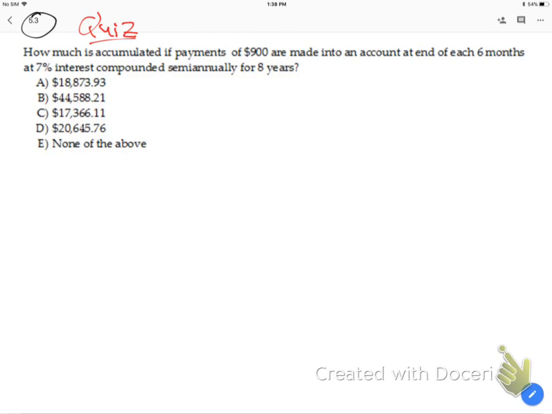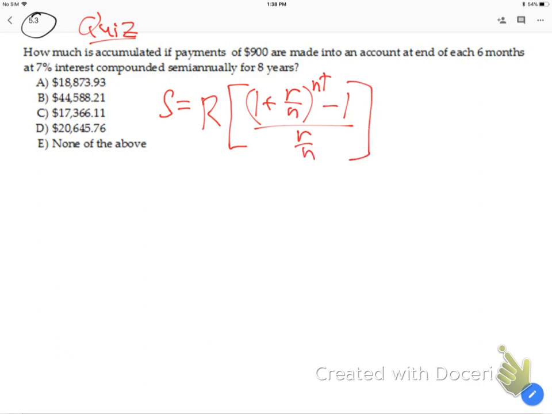So S equals R bracket 1 plus little r over n to the nt minus 1, all over r over n, like that. Can you read that okay? My r's look like my n's, sorry. R over n, okay. So there's the formula, and let's plug in the stuff.